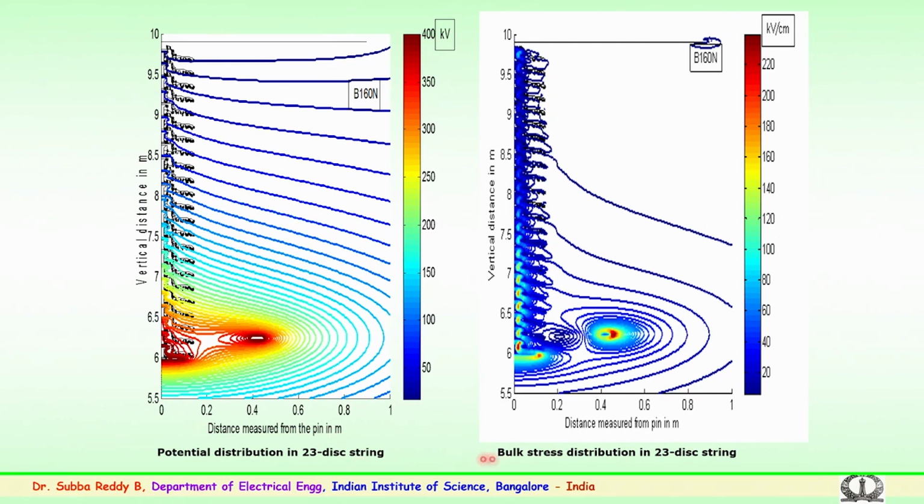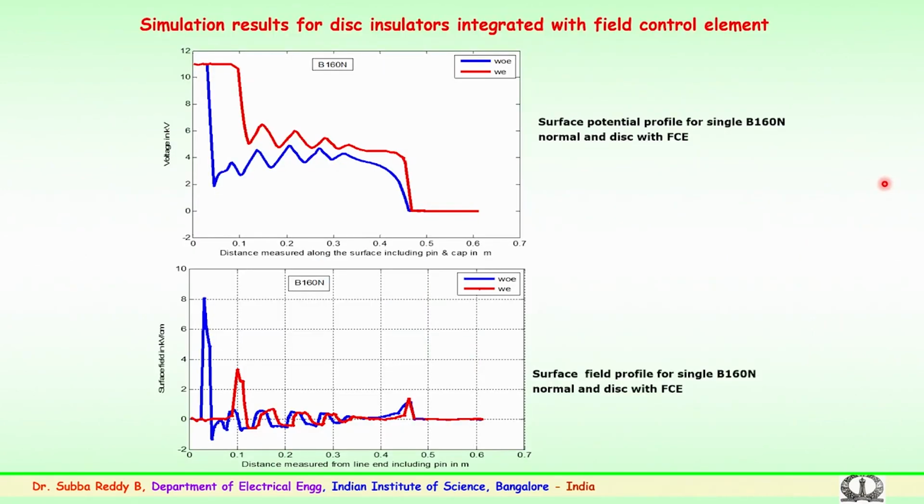23 discs. This shows the bulk stress, that is the volume stress, which is seen for the insulator string in the case of 400 kV for one type of disc insulator. Similarly, several types, that is 10 types of disc insulators which are being employed in the country, have been used for the simulation, suitably integrated with the field control element, and the improvement aspects have been shown.